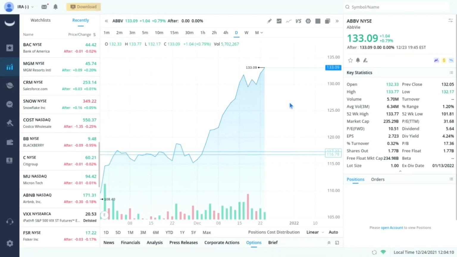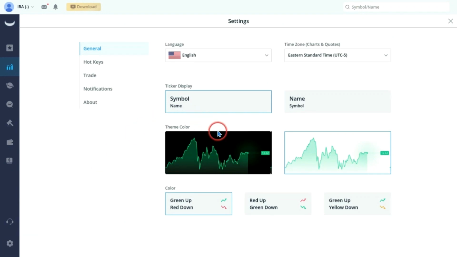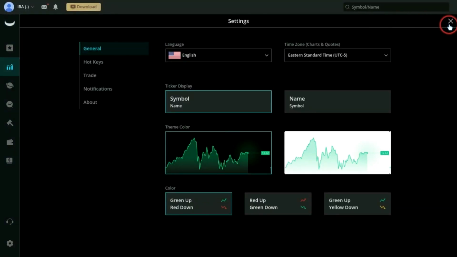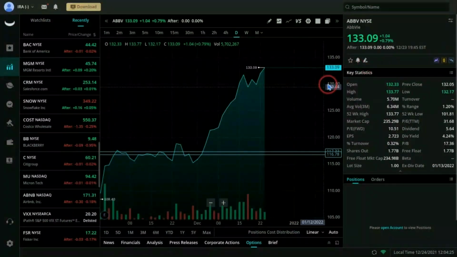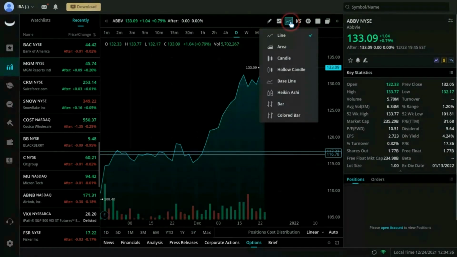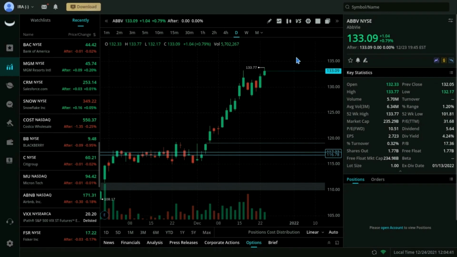Okay, so now we're going to be going over how to set up some indicators on this chart. First thing I want to do is change the theme. I want to come over here to the left, go down to settings, select dark theme, exit out, and boom, much easier on the eyes. Second thing I want to do is change this line chart into a candle chart. So we're going to come up here to line style, select that, then go down to candle and select candle. Boom. Okay, now we want to start setting up some indicators on this chart.